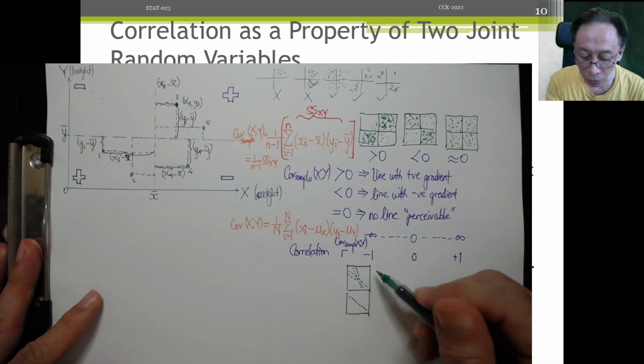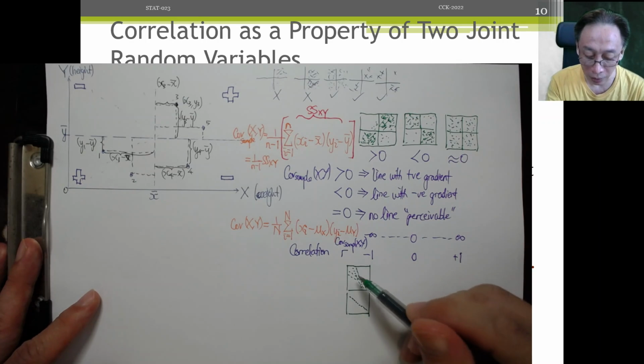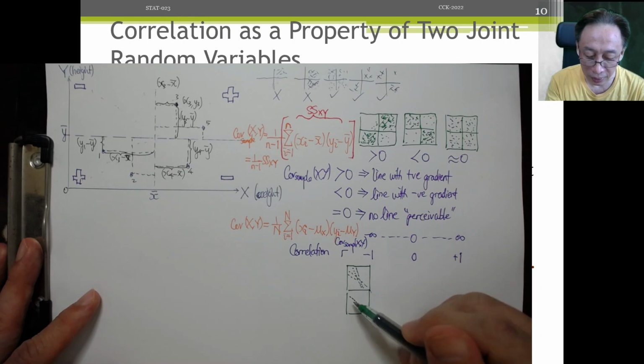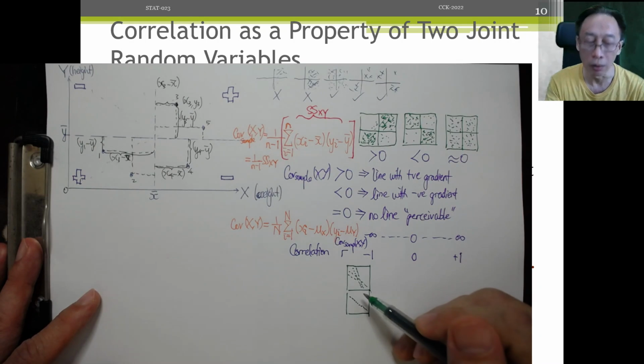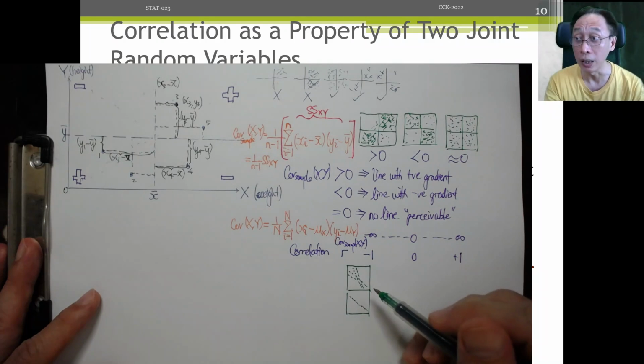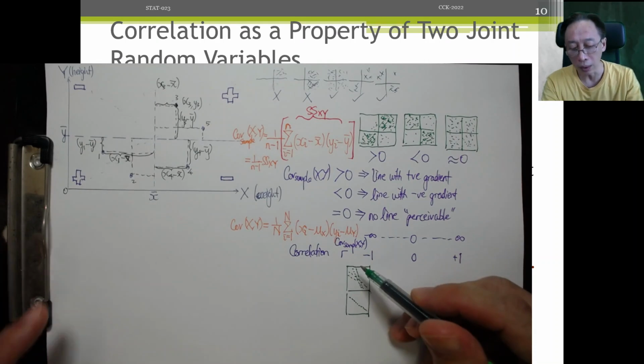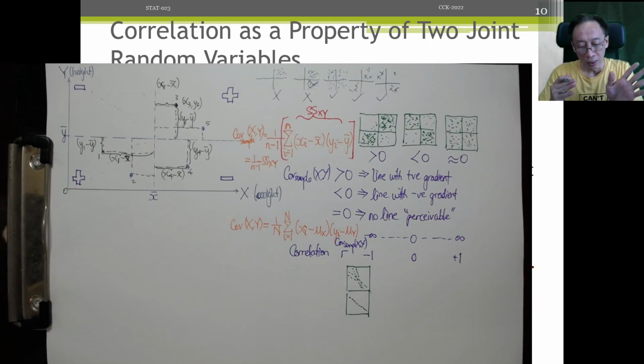So when R is -1, we know the points lie exactly on a line. Whether the line is nearly horizontal or nearly vertical, we cannot tell. We have to calculate the gradient. That's what gradient is for. R tells us the lining up of the points. R doesn't tell us the gradient of the line. So we need to be careful there.